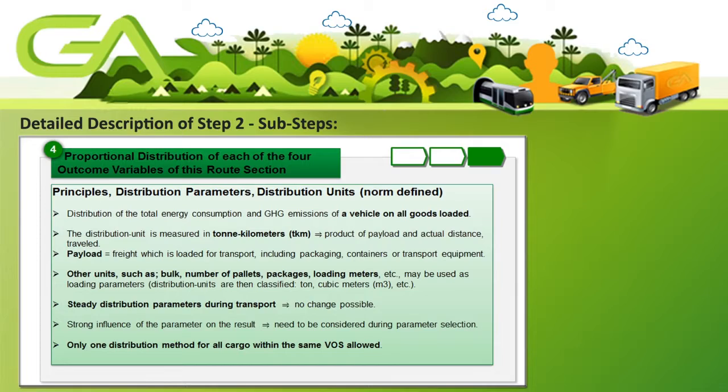Another very important principal rule is that the process of this allocation allows the use of only one single allocation method for all cargo within one VOS. Basically, we can assume three allocation measures.